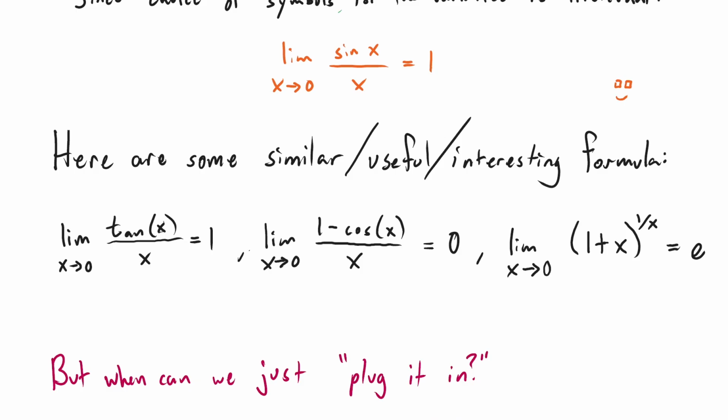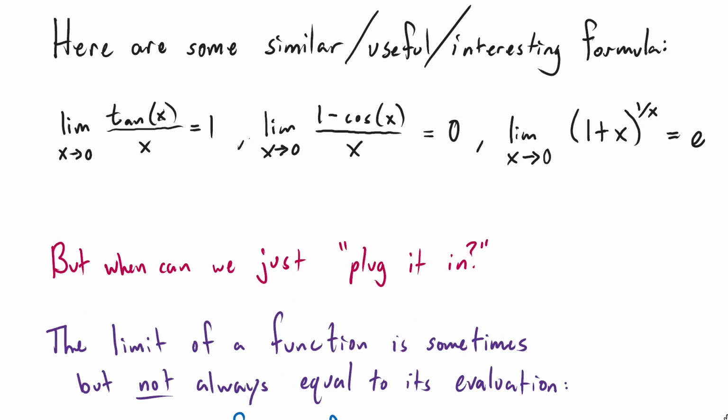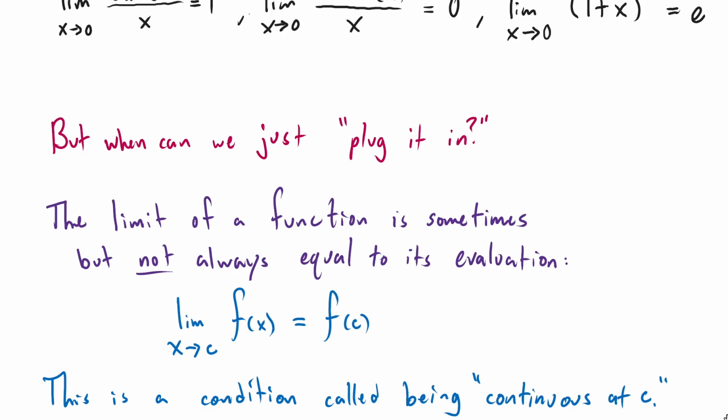Let's return briefly to the question of, are limits really just plugging things in? What we've seen with the last few examples is certainly not, because just plugging things in would give us undefined expressions. The limit of a function is sometimes, but not always, equal to its evaluation. That condition where it is equal to its evaluation, that is to say the limit as x approaches c is the same thing you get when you just plug in c, is a condition called being continuous at c.